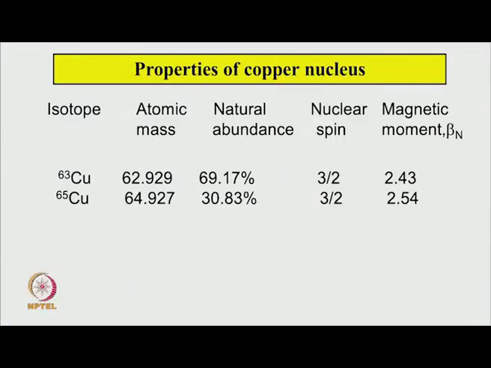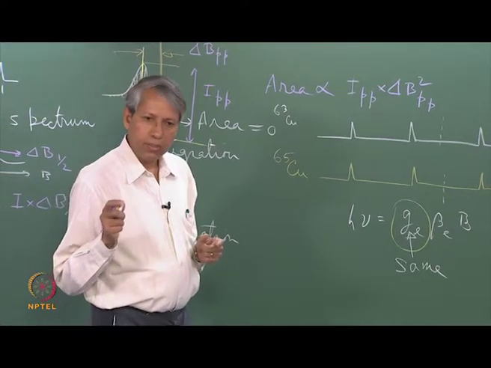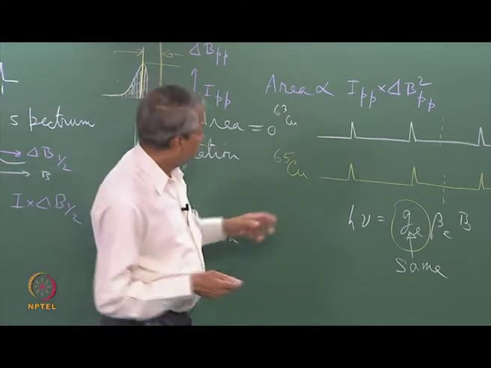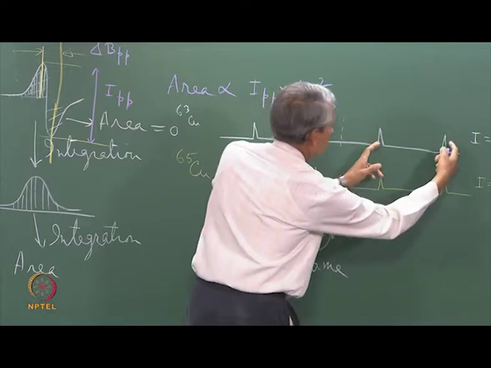So, can the hyperfine splitting constant be different? Further, we go back to the table of the properties of copper nuclei. You see that the magnetic moment of copper 63 is 2.43 and for copper 65 is 2.54. Indeed, the magnetic moments are different. Copper 65 has a slightly bigger magnetic moment than copper 63. That means the electron in the copper complex sees a little bigger magnetic field that is created by the 65 nuclei. So this splitting will be just a little bit bigger than this one. This will be slightly bigger than this one.